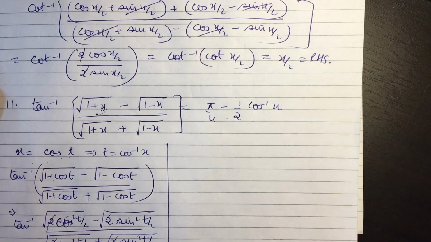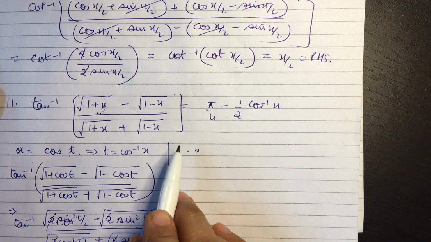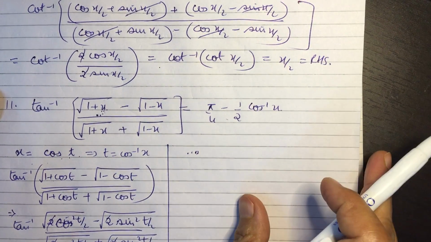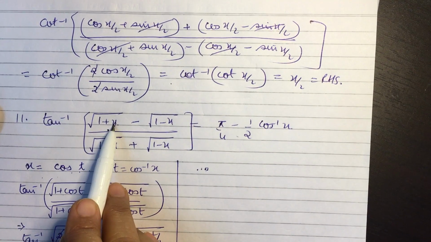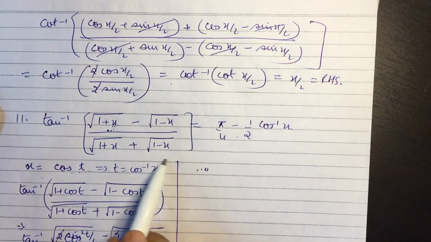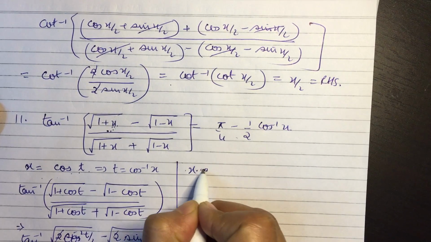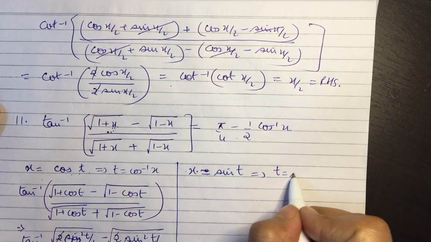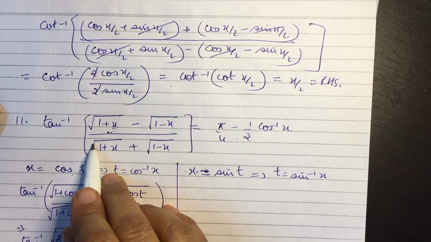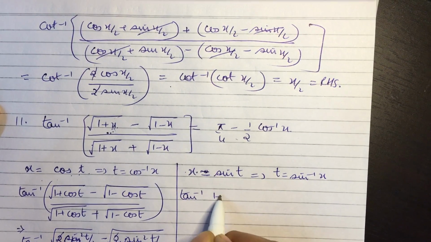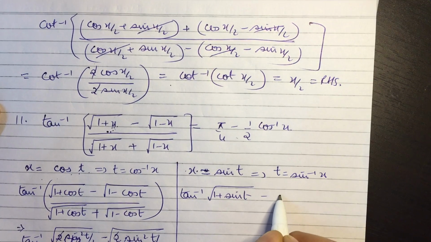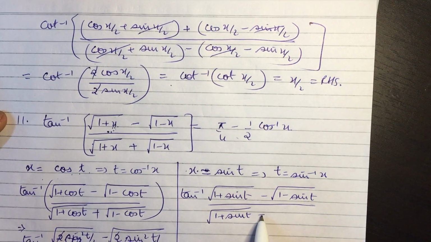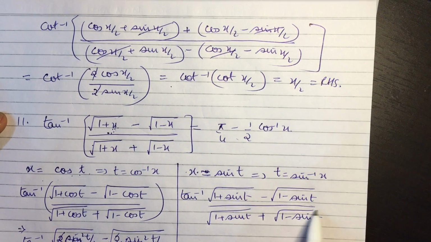Another way of doing this question is following the same path as the previous question. So here in the previous question, in such a scenario, we had 1 plus sin t, and here we had 1 minus sin t, and so on. So you will put x equal to sin t, which gives us t equal to sin inverse x. So the question now becomes tan inverse of root of 1 plus sin t minus root of 1 minus sin t, upon root of 1 plus sin t plus root of 1 minus sin t.